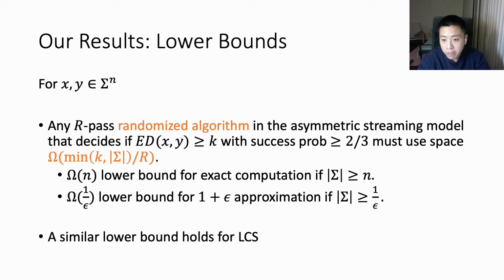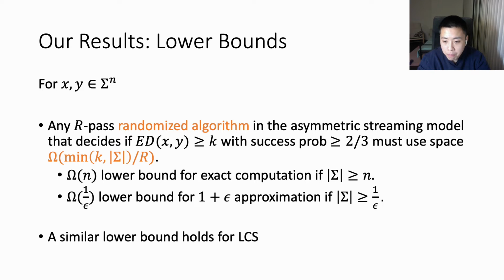Now, let me give an introduction to the main results of our paper. The first result is for randomized algorithms. Assume that the input strings are over alphabet sigma and have length n. We prove that any R-pass randomized algorithm in the asymmetric streaming model that decides if edit distance is at least k with success probability 2/3 must use space linear in the minimum of k and the size of the alphabet set, divided by R.